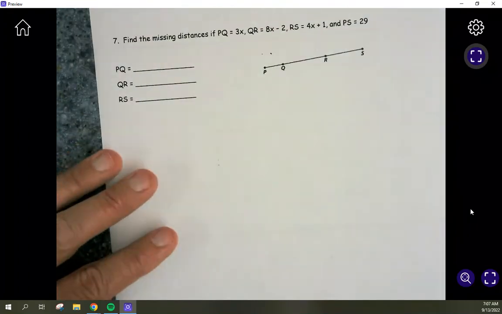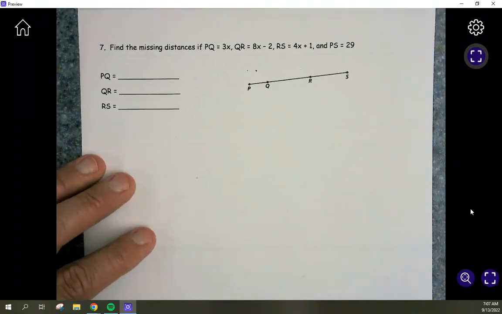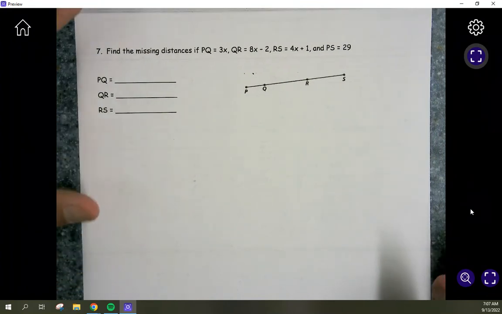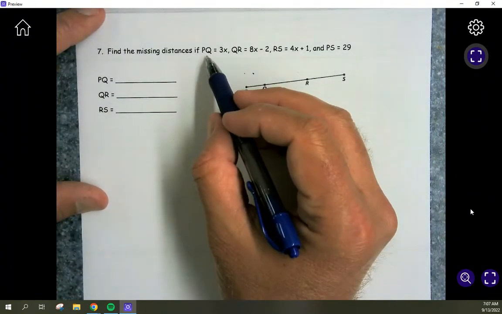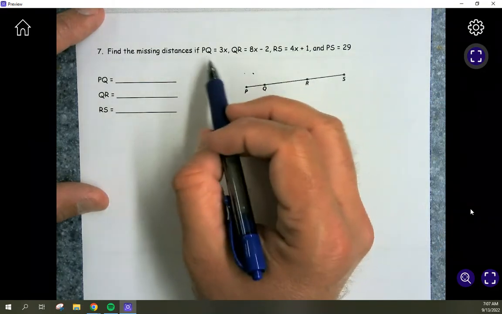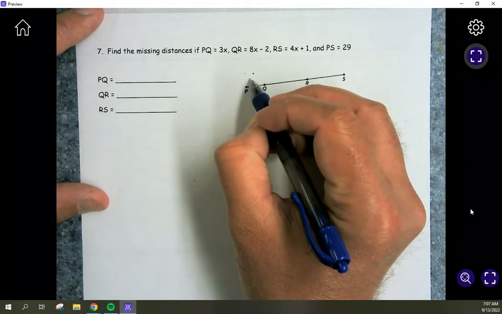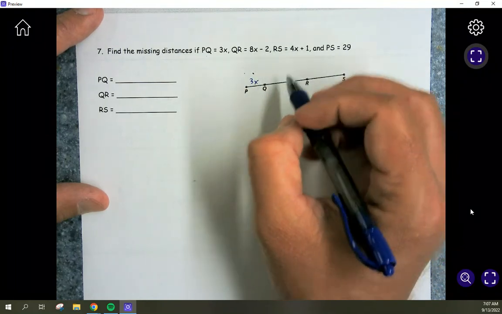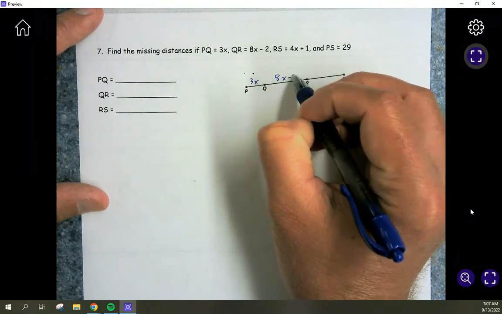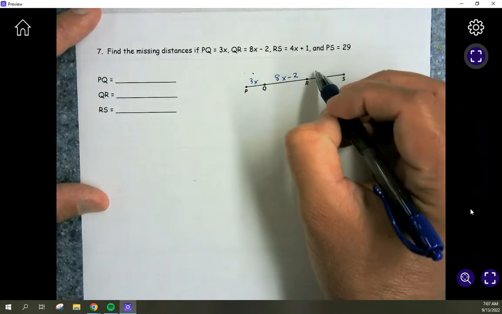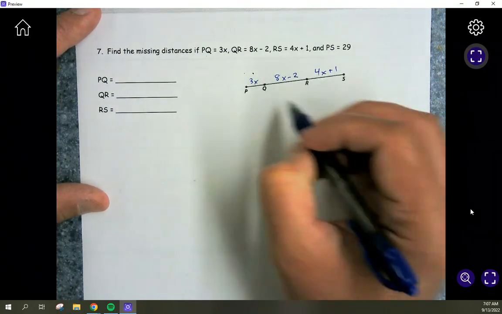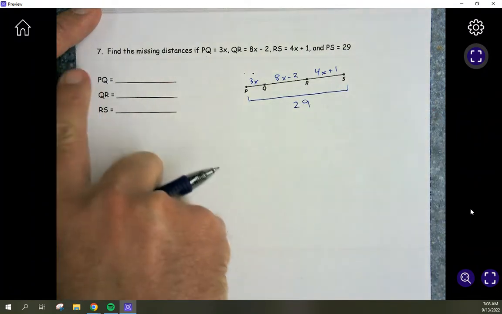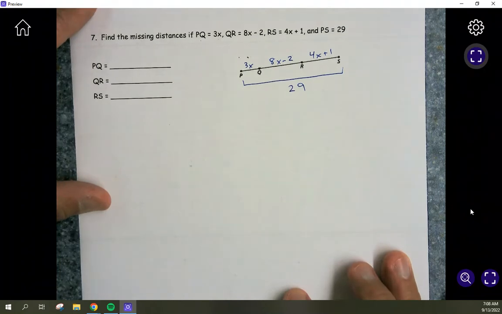Flip it over. The last thing we can do is look at these with some algebraic expressions put in there and then solve them by writing an equation. So let's go ahead and put these into the picture. PQ, this distance, is 3x. QR is 8x minus 2. RS, 4x plus 1. And PS, the whole thing, is 29. And we want to go find these distances now.